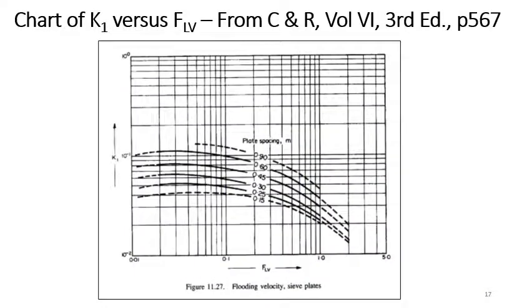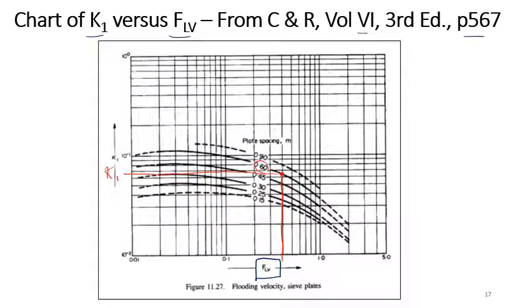This is an example of the chart of K1 versus FLV from the book by Coulson and Richardson, Volume 6, 3rd edition, page 567. In this specific edition; if you have a later edition, the page numbers and everything may be different. When you have calculated the value of FLV, let's say you decide what the plate spacing is. This plate spacing also depends on the tray type. Normally, let's say you use a plate spacing of 0.6, then you refer to this curve. When you have calculated the value of FLV, you get some value, and knowing your plate spacing, you read the K1 value from this chart.